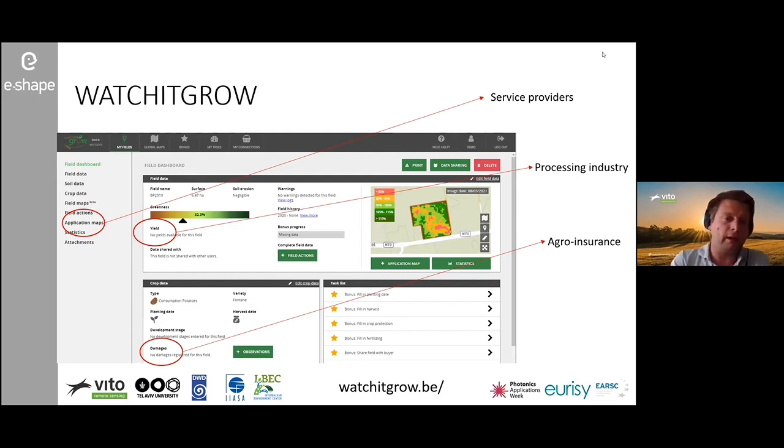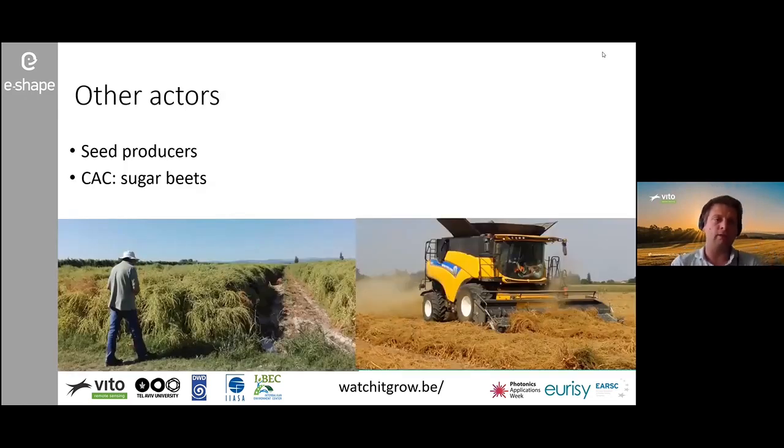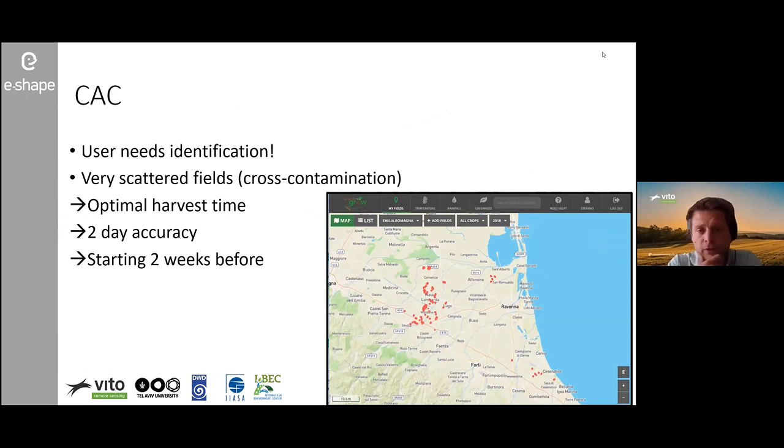And I want to highlight one that we did in eShape. It's really looking at, okay, so we do it for farmers, but maybe we can also do it for other people. And here we have seed producers as a use case. So we have a company, CAC Seeds. And one of the things they do is they produce sugar beet seeds to be sold commercially. And so they have a lot of fields. If you look at the specific use case, they have a lot of fields where they grow sugar beets for seed production, but they have to be very far away from each other to avoid cross-contamination between the different varieties.